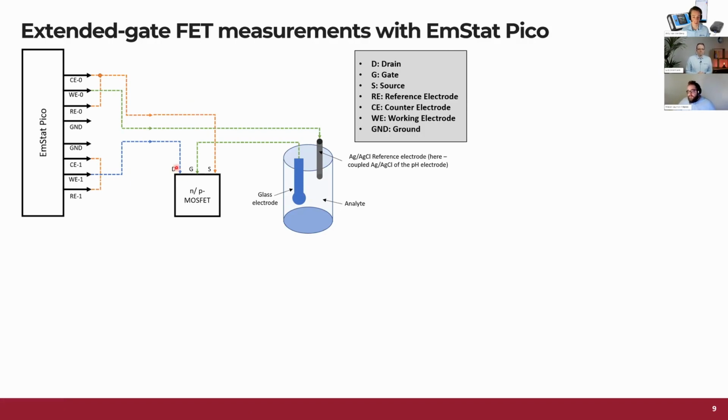In principle, it could be possible to use two separate potentiostats, but then you need to synchronize them, and then you need to put them on the same ground. So to answer your question, yes.